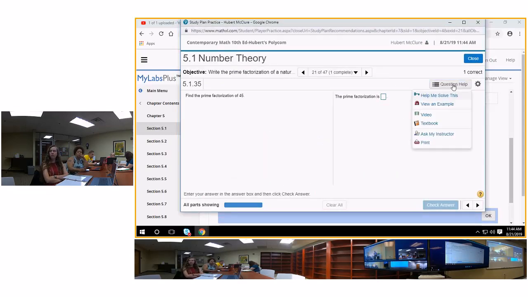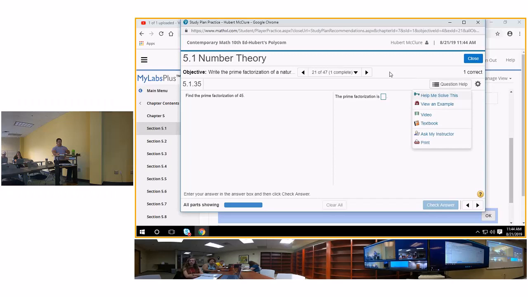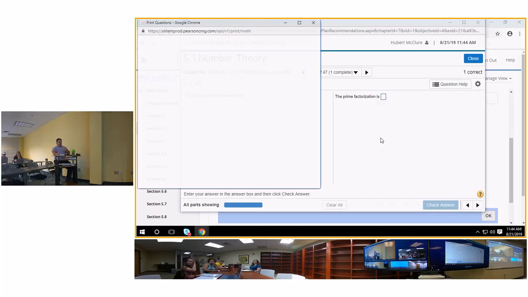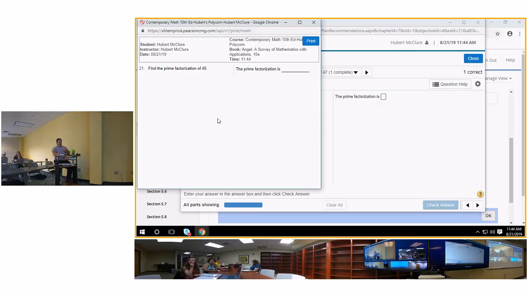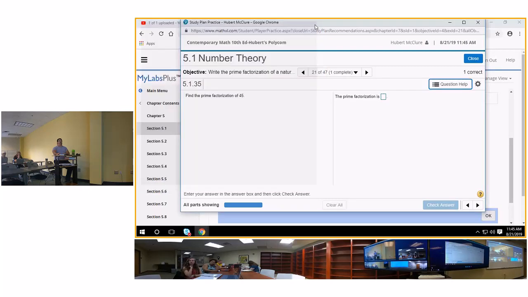Now, let me talk about print. Print is for some of those people that just like to work with paper and pencil. And there's nothing wrong with that. You're just going to use it. It's going to kill a lot of trees, and you're going to offend 500,000 people because you're killing trees. But anyway, it prints out the page. You can do it on paper and pencil, and then you type in the answer. Okay, so that's self-explanatory.